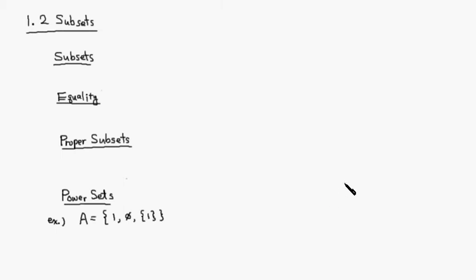Okay, let's look at section 1.2, subsets. All right, so let's talk about subset. So here's the notation. We say set A is a subset of set B.